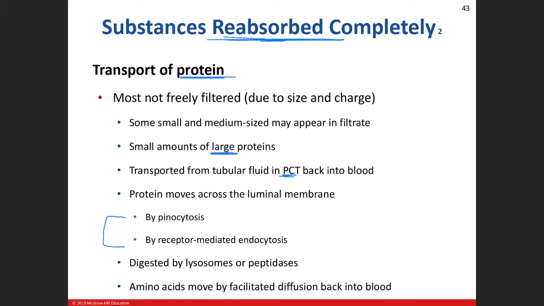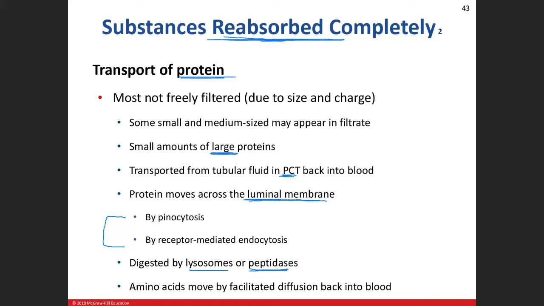So the protein is going to move across that luminal surface. It's going to be taken to the inside of that tubular cell. Then that tubular cell is going to use lysosomes, which have digestive enzymes inside. They're a membrane-bound organelle. Or peptidases.